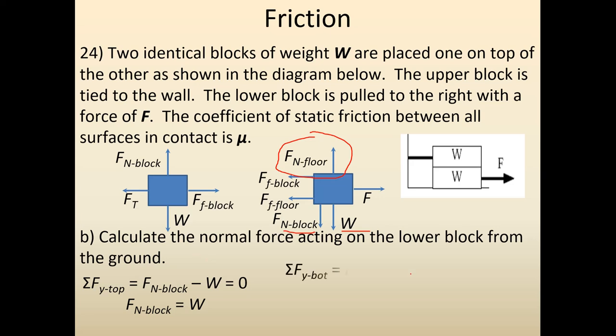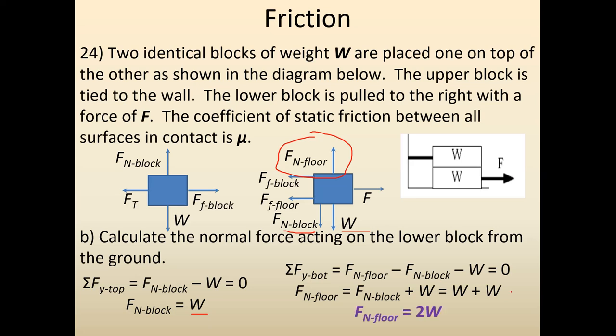Now that I know that, I can go over to here and say that the sum of the forces in this bottom block is also equal to 0. So the normal force from the floor minus the normal force from the block minus the weight all equals 0. Moving things around, I get that the normal force from the block plus the weight has to equal the floor. Therefore, since I got W from the first one, I get W plus W. So I'm getting 2W as the normal force from the floor.